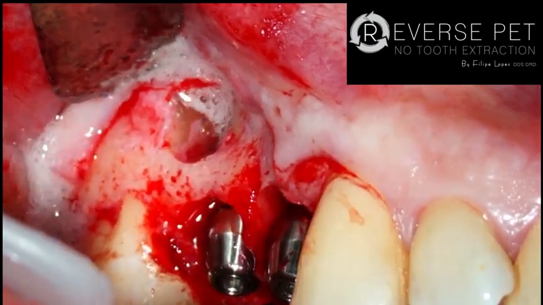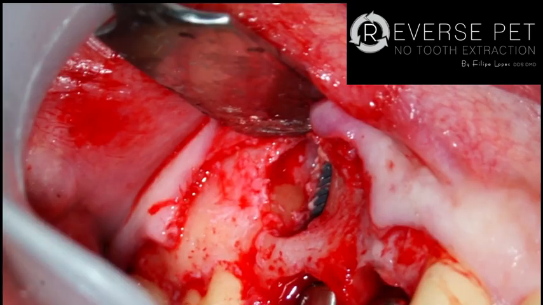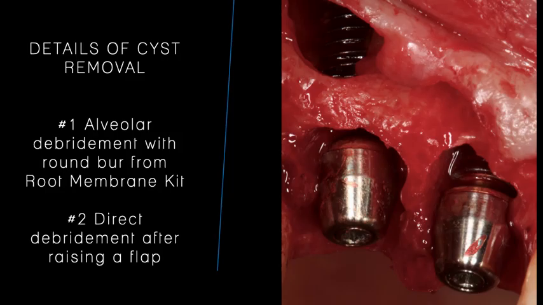And after we're done with irrigation, now we're gonna proceed, and you can see the details of cyst removal, because the first thing that we've done is on implant site prep and through the alveolus, we debrided with the round burr from the root membrane kit. We debrided, I would say, the most upper part and the most palatal part of the cyst.